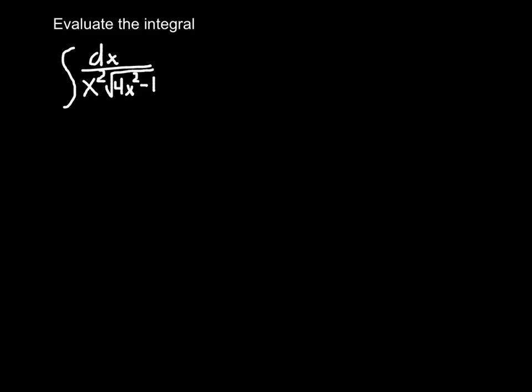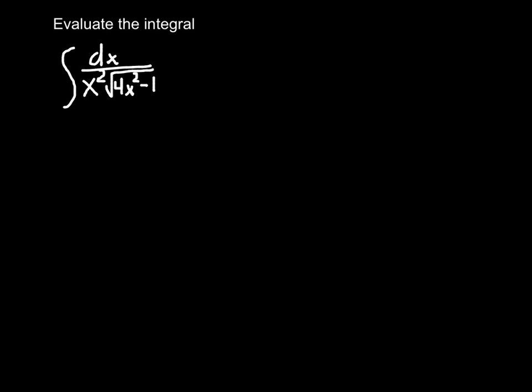Okay, evaluate the integral of 1 over x squared times the square root of 4x squared minus 1. And this is an indefinite integral. So there's no u substitution. If that was x instead of x squared on the outside, and maybe if it was in a numerator too, we'd be able to do a u substitution. So we have to do a trig substitution.